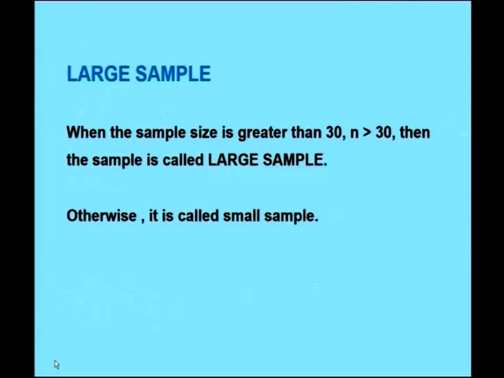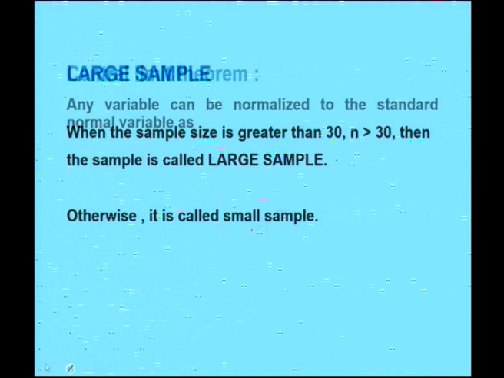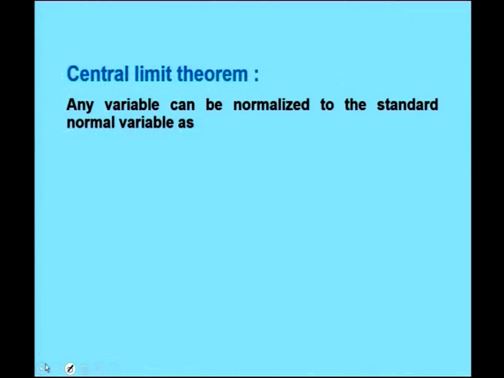Then large sample, we are going into the tests of significance now. There are two types of samples, one is called large sample, another is called small sample. When the sample size is greater than 30, that is when n is greater than 30, then the sample is called a large sample, otherwise it is called a small sample. There is a separate test of significance for large samples and a separate test of significance for small samples. The central limit theorem has already been discussed in statistical methods 1.